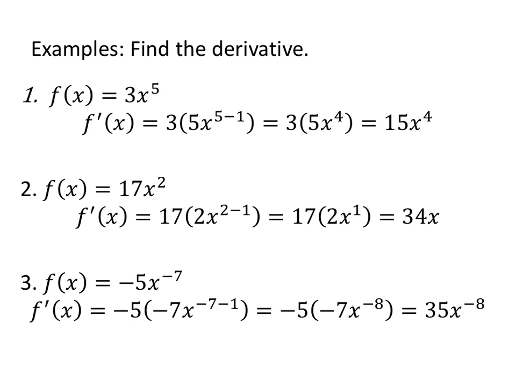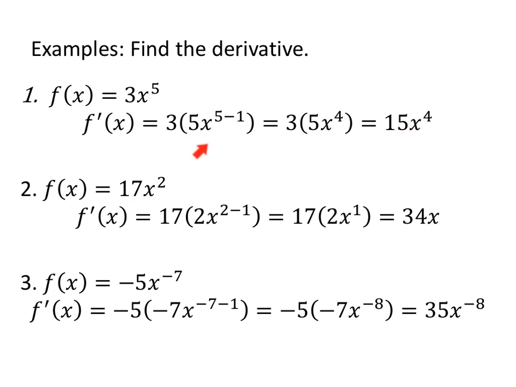So let's find some quick examples here. If f of x is 3x to the 5th, then the derivative, we leave the 3 alone, that's our constant. Find the derivative of x to the 5th, so that's 5x to the 5 minus 1, also known as 5x to the 4th power. 3 times 5 makes 15, x to the 4th power.